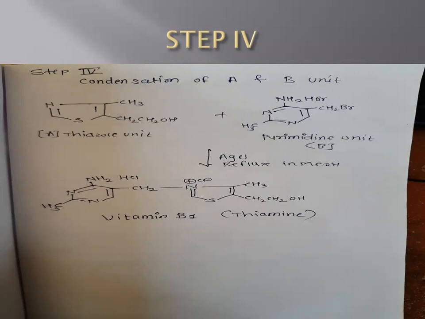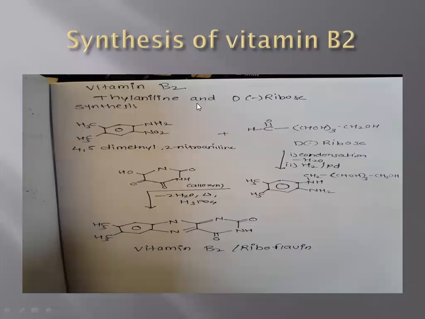Okay, let's move further with synthesis of vitamin B2. For synthesis of vitamin B2, we need two reactants. First one is our 4,5-dimethyl 2-nitroaniline reactant, and second reactant is your D-ribose. Okay, let's see the reaction. If you are able to see, there are two methyl groups at 4 and 5 position, and at 1 and 2 position there is an amine as well as a nitro group. Okay, and this one is our D-ribose compound.